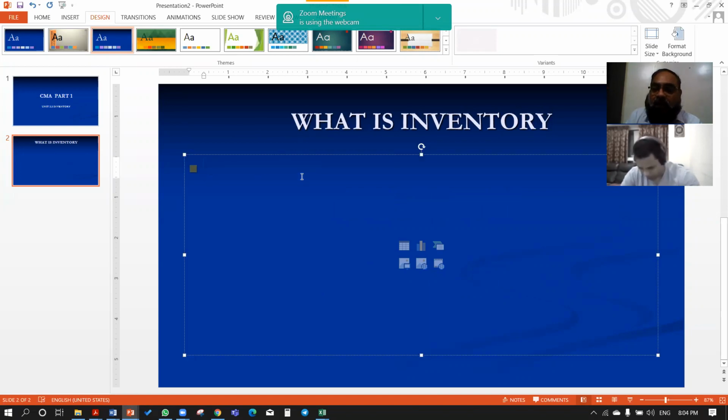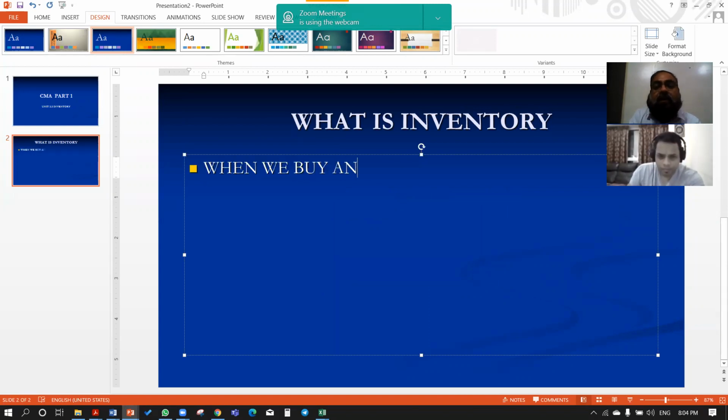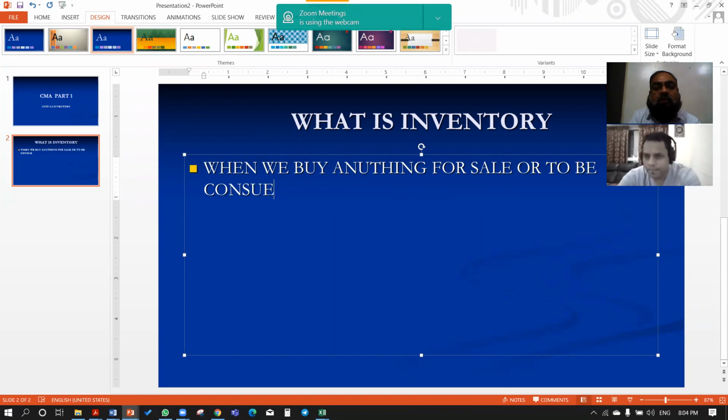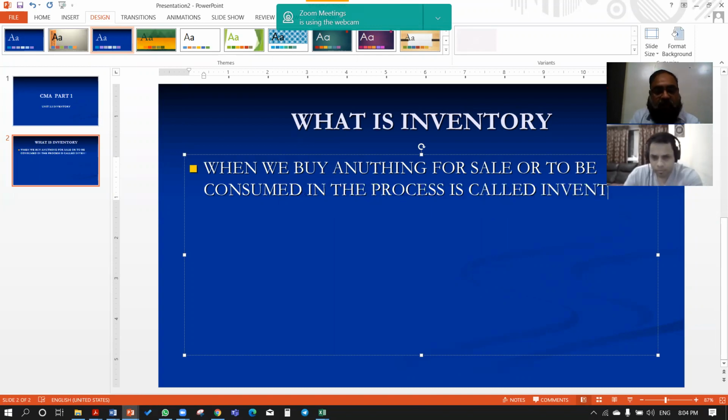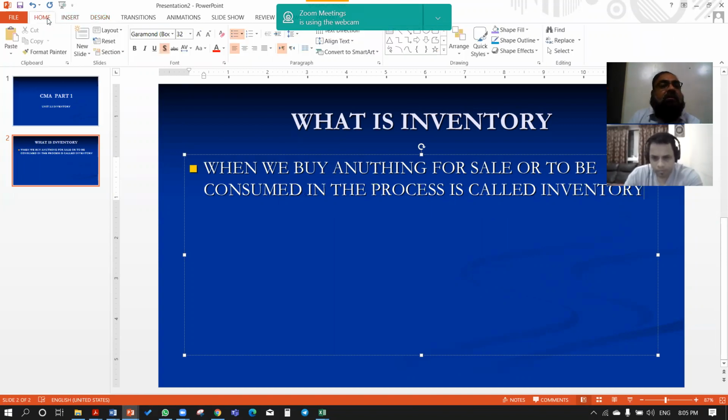What is inventory? It's goods purchased for sale. So when we buy anything for sale, or to be consumed in the process, it is called inventory.